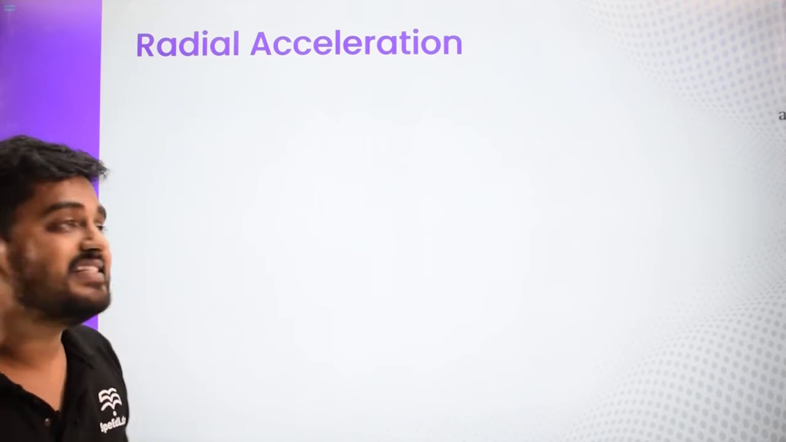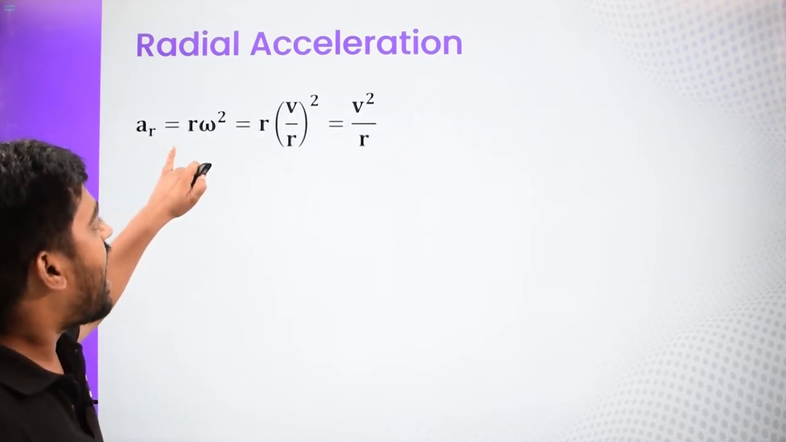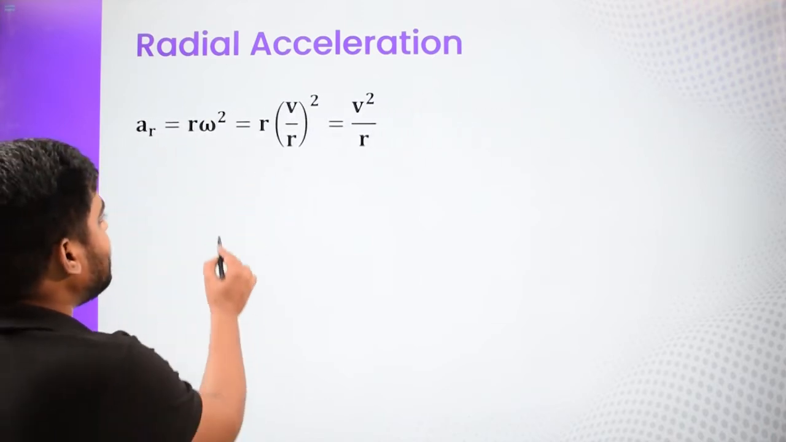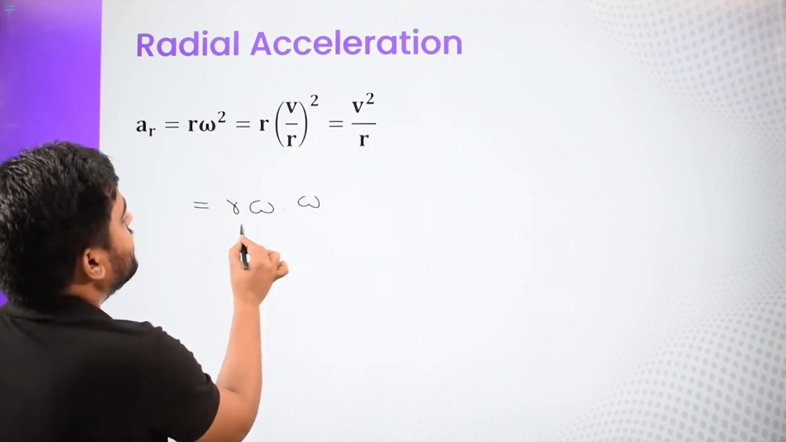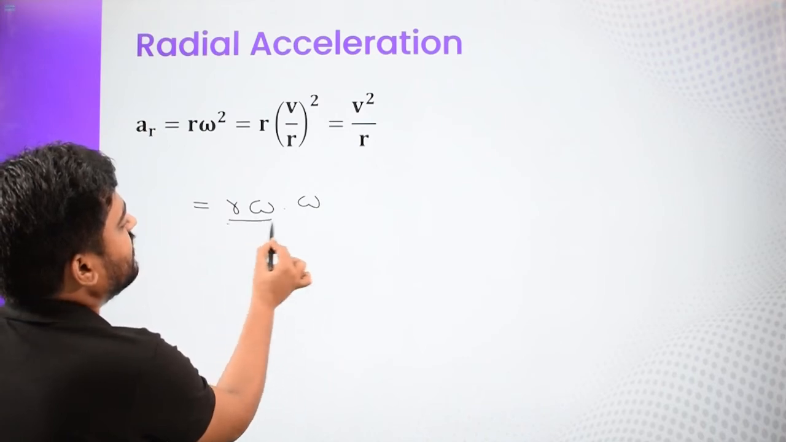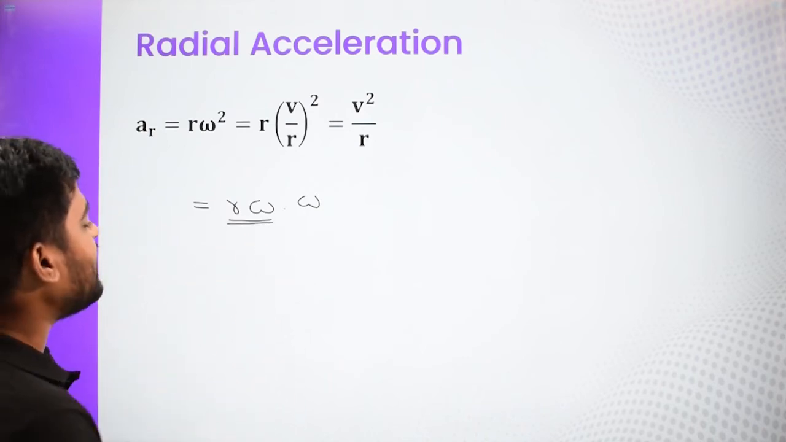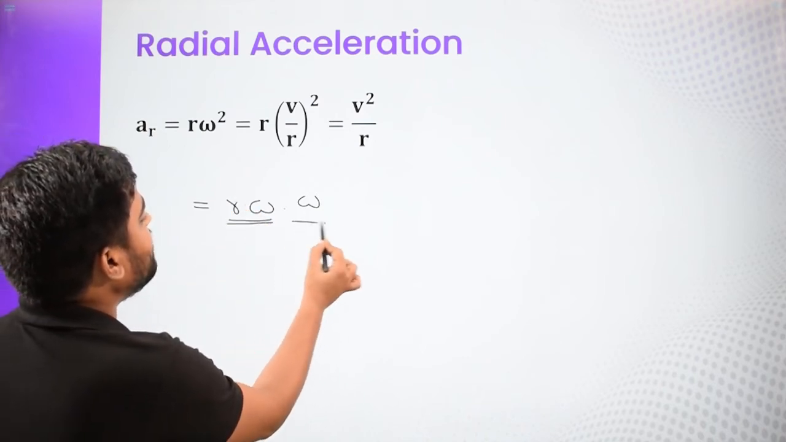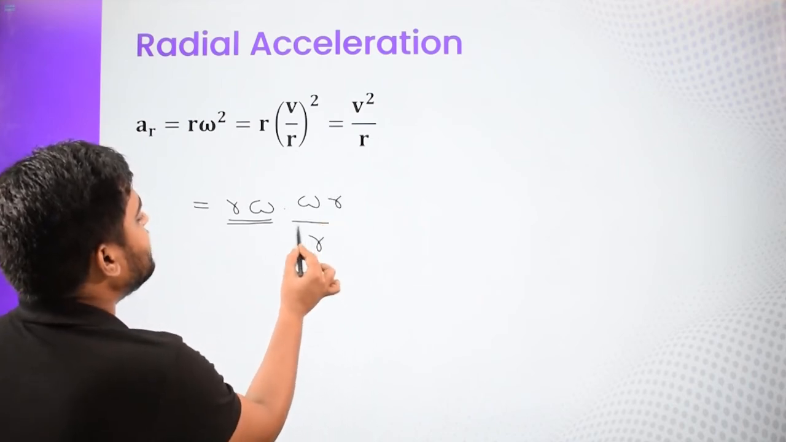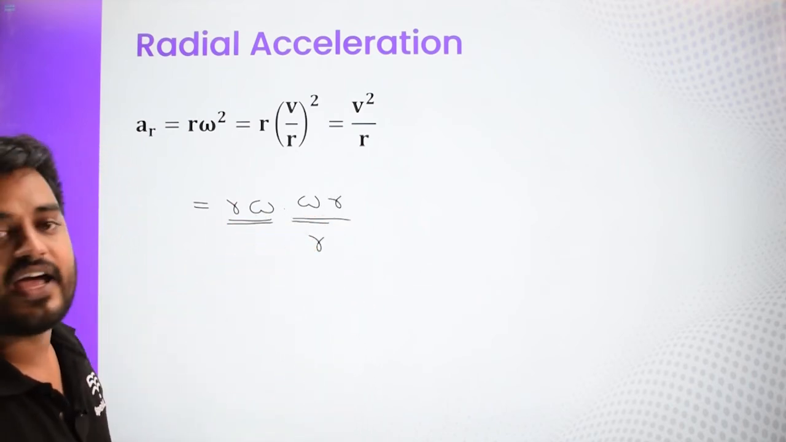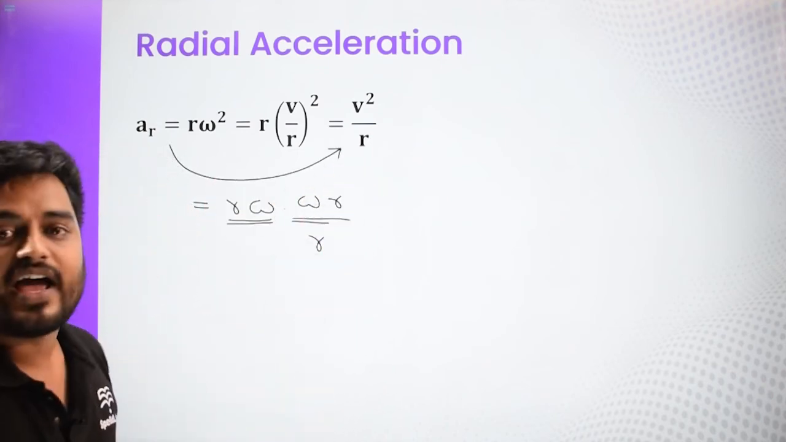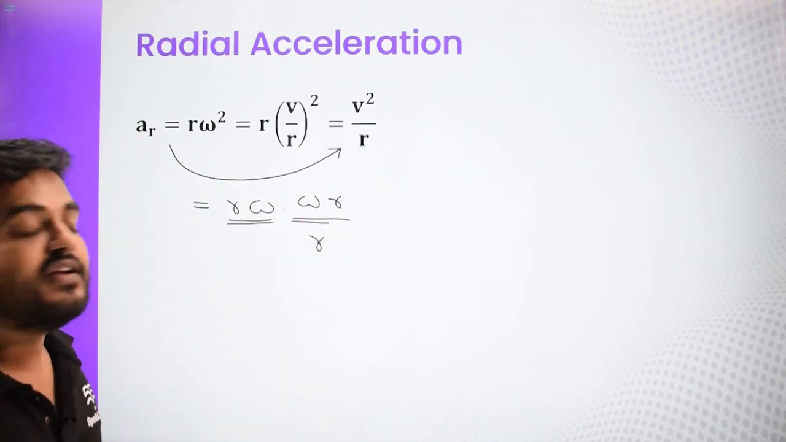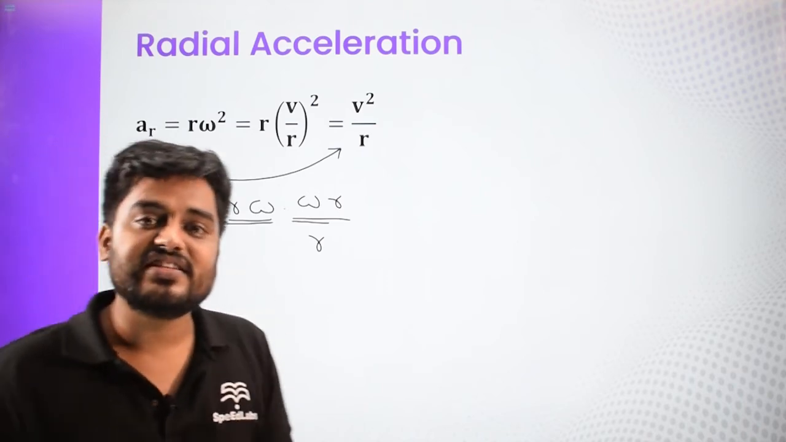Radial acceleration is given by R omega square, or we can say R omega times omega. So this is basically v. If we multiply and divide by R, it can also be written as v square divided by R. So radial acceleration is given by v square by R or omega square R. This is towards the center.